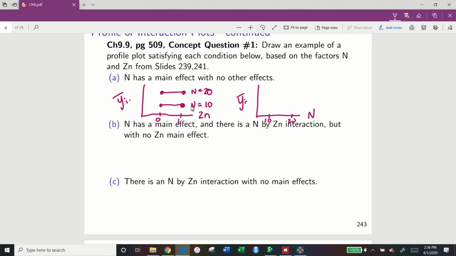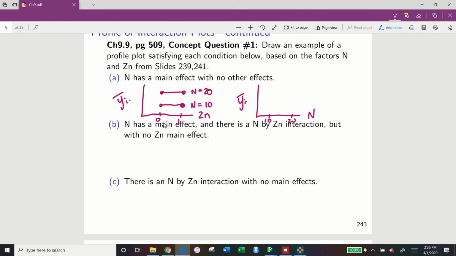In this case, because the y-axis is our response, we are showing the weight of strawberries. If n has a main effect, that means that nitrogen has an effect on the weight of the strawberries. And in this case, we're going to assume that more nitrogen means a higher weight. But there's no effect of zinc, so it doesn't matter whether zinc was at the 0 or at the 1 level. It's not going to change the slope of our line.